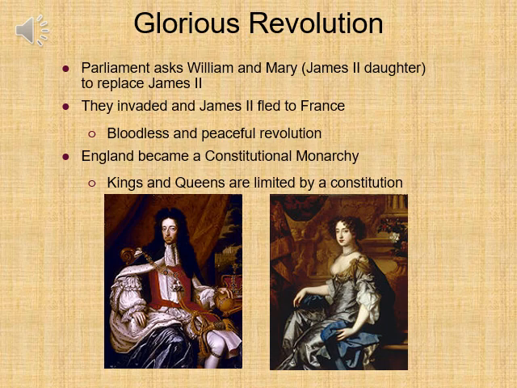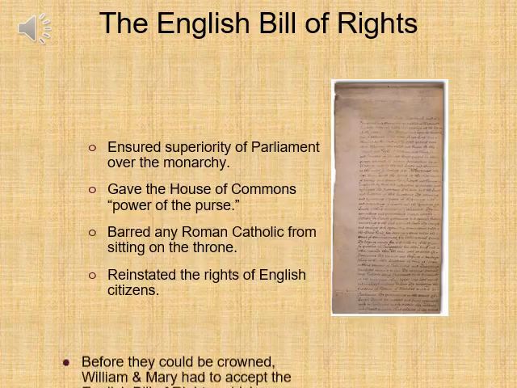Parliament asked Mary, daughter of James II, and her husband William to replace King James II. They invaded, and James II fled to France. This resulted in a bloodless and mostly peaceful revolution in which England became a constitutional monarchy where kings and queens, the first of which were King William and Queen Mary, are limited by a binding constitution of the country.